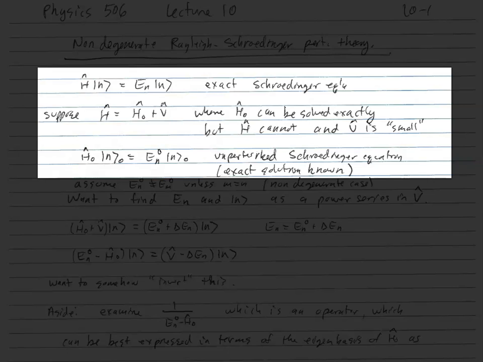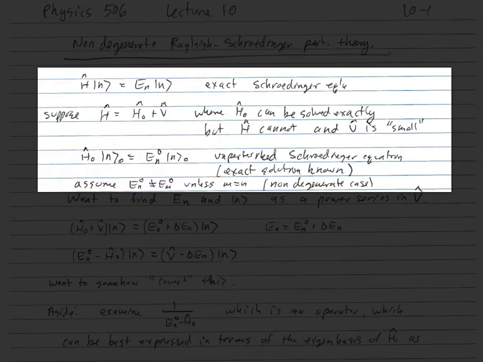So the unperturbed Schrodinger equation, H0 acting on the states n,0 is equal to En0 times the state n,0. Again, eigenvalue, eigenvector relationship, but now just for a piece of the total Hamiltonian. The non-degeneracy assumption is that En0 does not equal Em0 unless m is equal to n. So every energy level appears only once in the spectrum, the set of all eigenvalues of the Hamiltonian H0. And this is called the non-degenerate case.